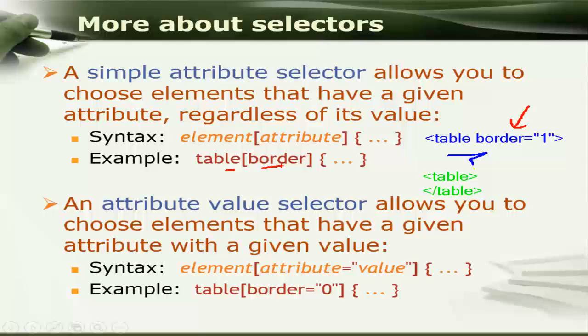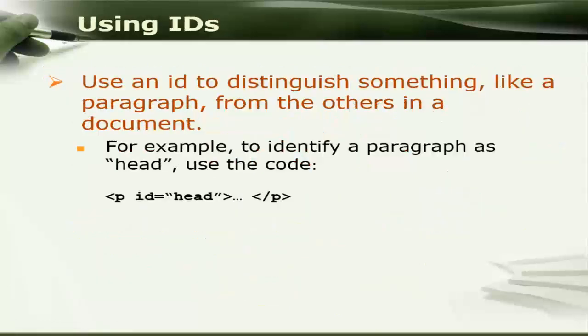Now, if you want, you can again fine tune it and say that if the border value is 0, then apply it. So there must be an attribute border, and there must be a specific value that is assigned. In this case, this rule is not applicable for the given table over here, because the given table has a border, no doubt, there is this property, but the value of it is 1. The rule has to be applied to only those tables that have a border plus some specific value that is assigned to it. So this is again a complicated selector.